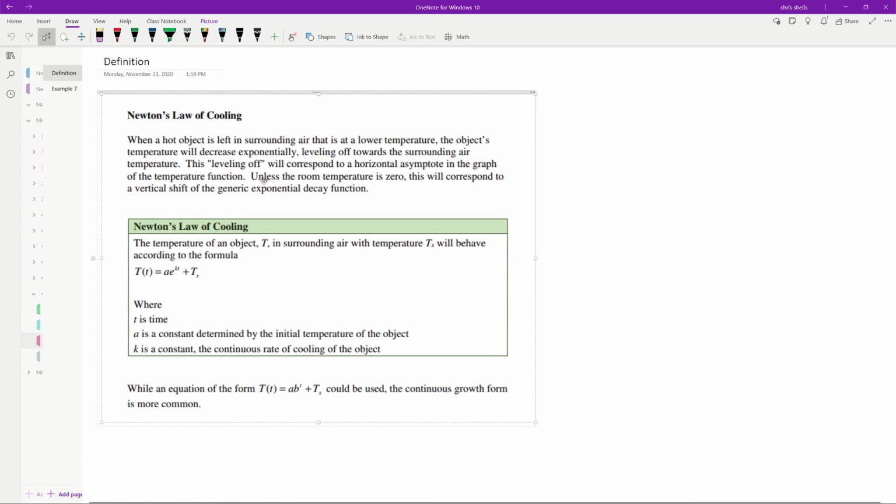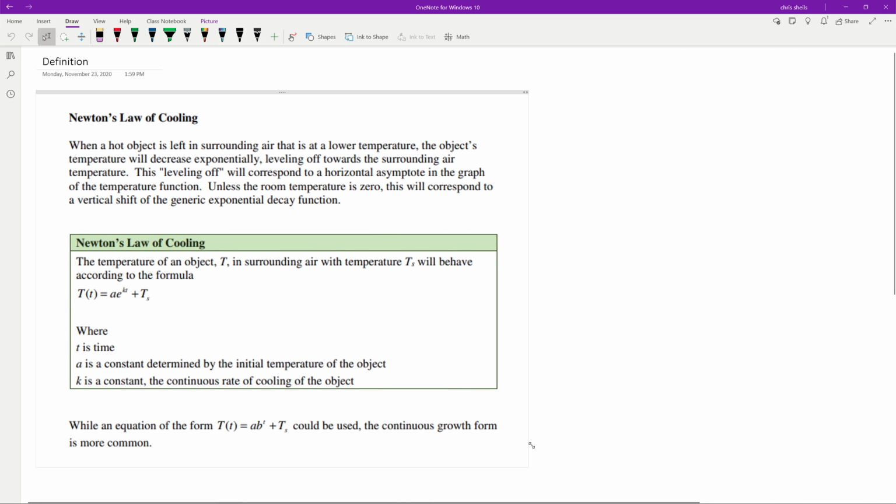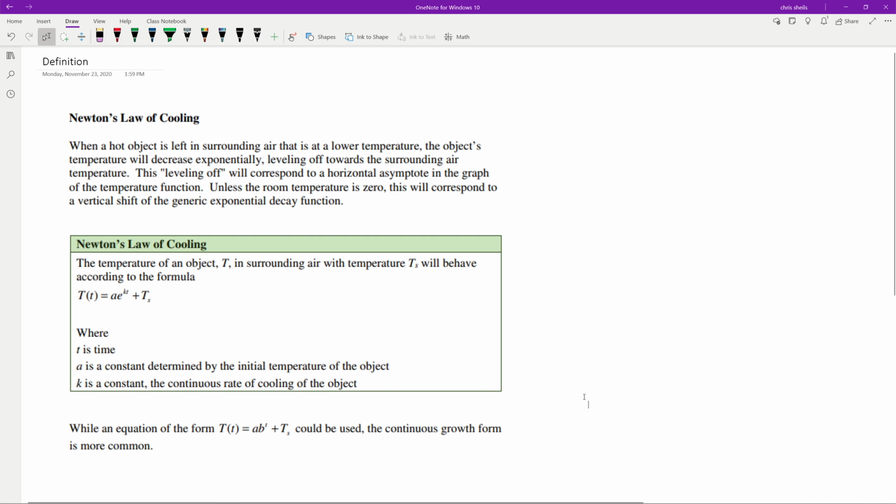Let's look at Newton's law of cooling. When a hot object is left in surrounding air that is at a lower temperature, the object's temperature will decrease exponentially, leveling off towards the surrounding air temperature. This leveling off will correspond to a horizontal asymptote in the graph of the temperature function.